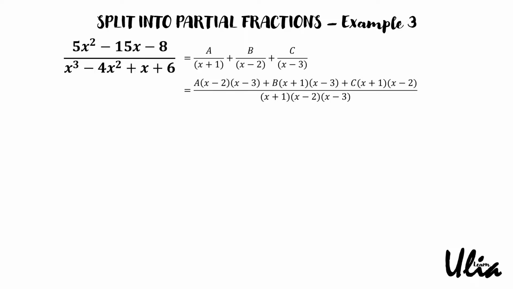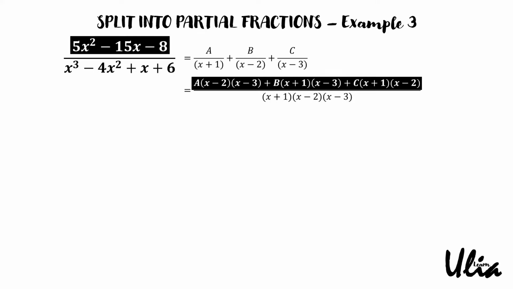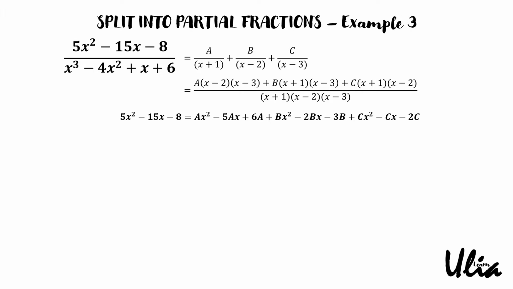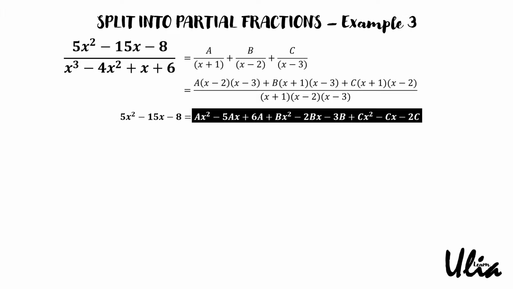So we are going to use the method of equating coefficient terms and constant terms on both sides, or you have to focus on the numerator values first. On the left hand side is 5x squared minus 15x minus 8, and the right hand side is a into x minus 2, x minus 3 plus b into x plus 1, x minus 3 plus c into x plus 1, x minus 2. So as usual, these 2 values are equal. So you can use that with a further simplification of the numerator value on the right hand side, and that is loads and loads of x squared terms, x terms and constant terms.